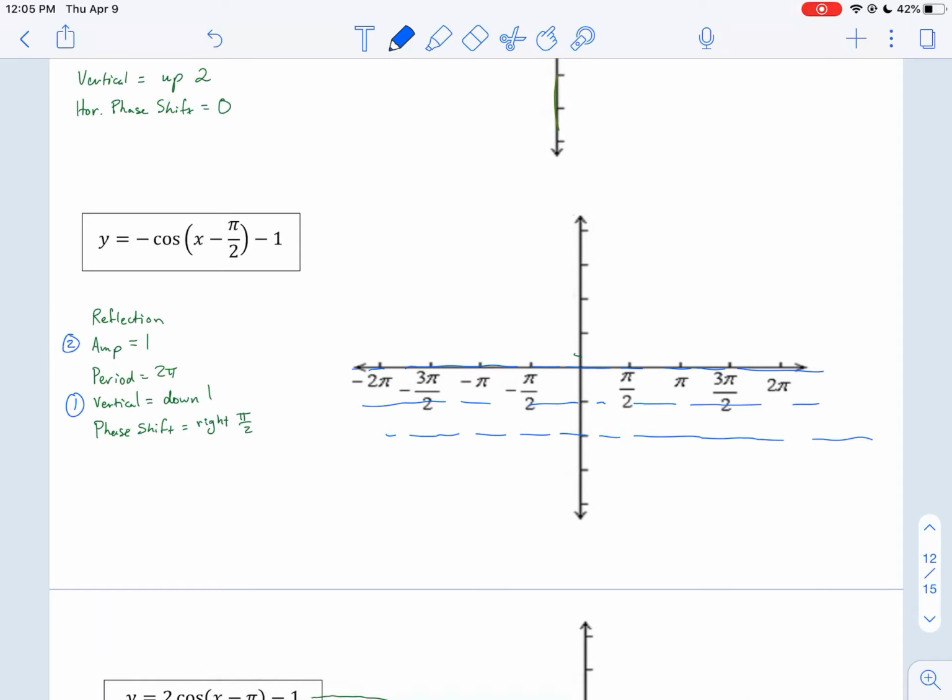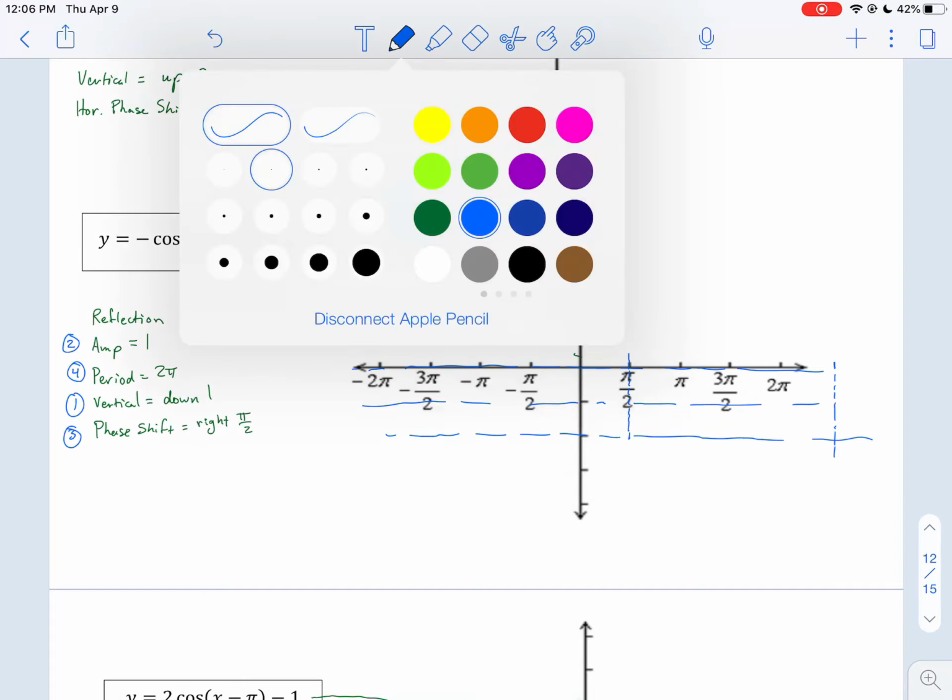Next, I want to take care of my phase shift. It's going right, pi over 2. I need to know where that's going to be so I know where my period is. My period is 2 pi, so now I can include that. So it's really going from pi over 2 to 5 pi over 2, which is going to be over here. And then last, I'm going to take into account my reflection and my cosine. Cosine normally starts at 1 and then goes down and back up.